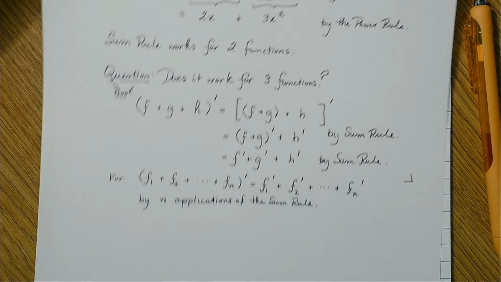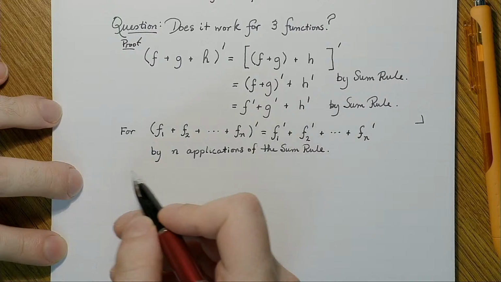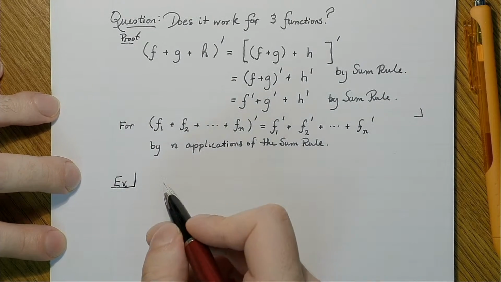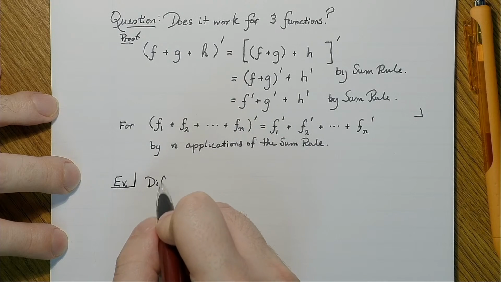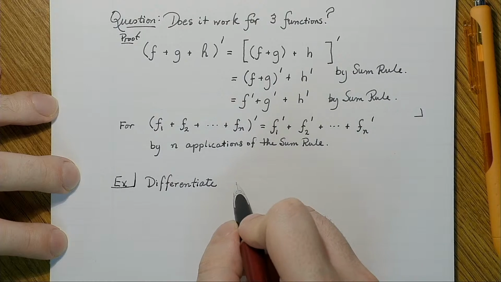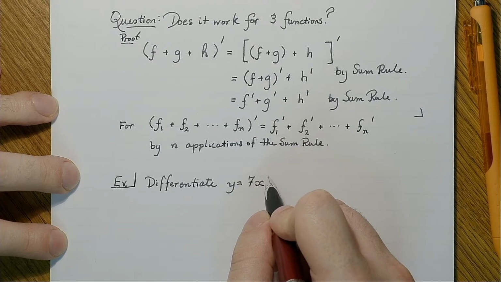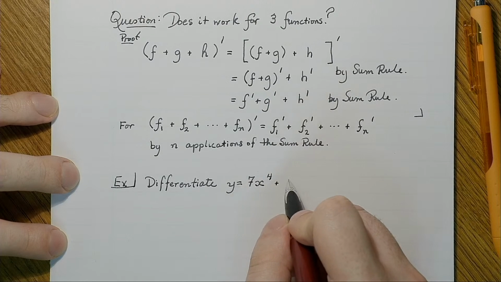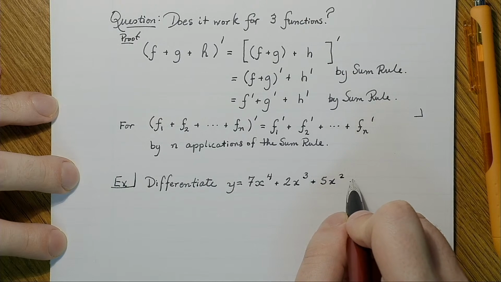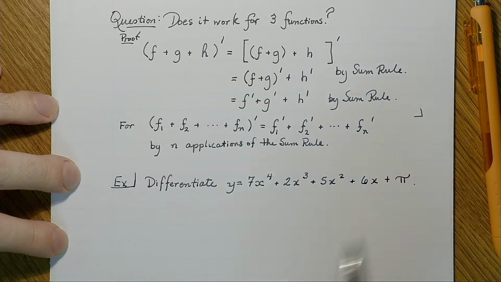Okay. And for those of you who are going, I don't care about the math, why are you showing me the workings? Well, that means then I should be allowed to differentiate something ridiculous like this, like 7 times x to the 4th plus 2x to the 3rd plus 5x squared plus 6x plus good old pi.